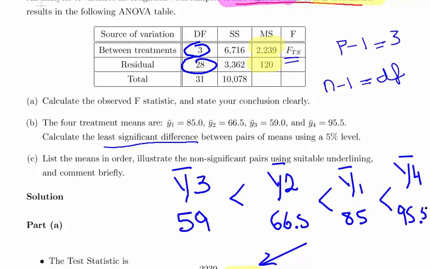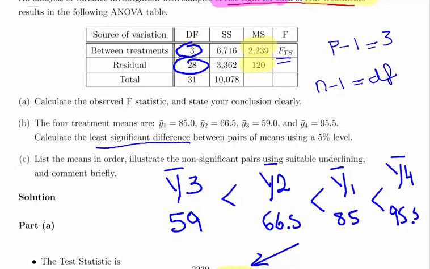So essentially what we have there is 3 comparisons that we might make. We want to see if these sequential differences are big enough, are significantly different from each other. 59 to 66.5, that's a difference of 7.5. Is that significantly different? This is 10.5 from y1 to y4. Is that significantly different? And the last one there is 18.5.